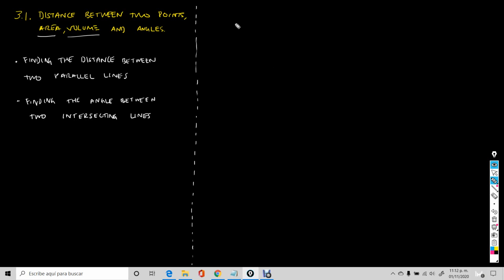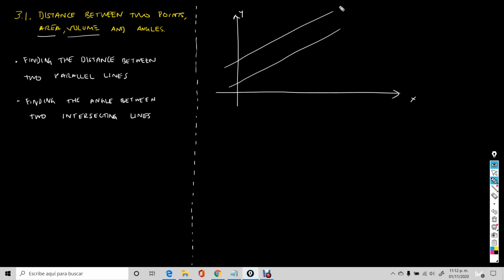So for example, if I have here my usual Cartesian plane, and I have two parallel lines, like in such a way maybe, I'm going to call this one L1, line 1, and line 2. I want to calculate the distance between these two parallel lines. And what do we mean by that? We mean exactly the distance.